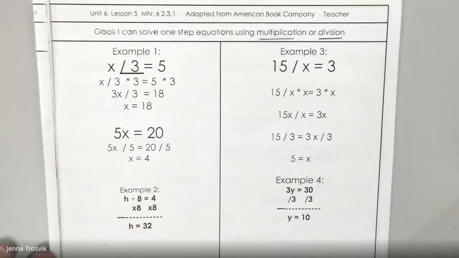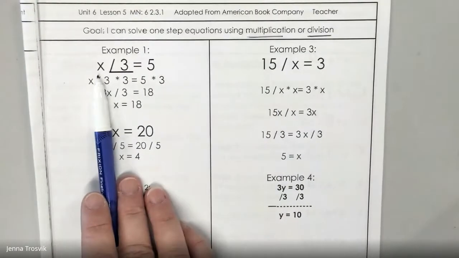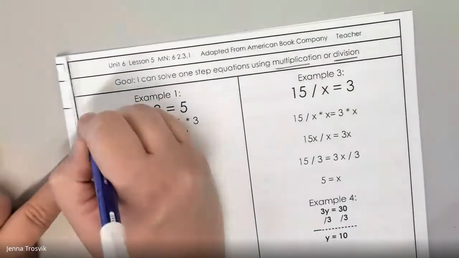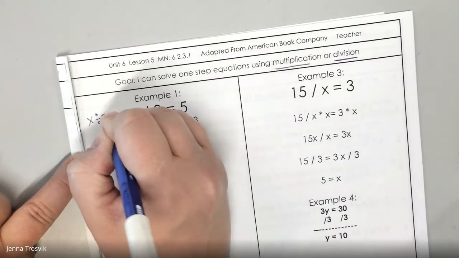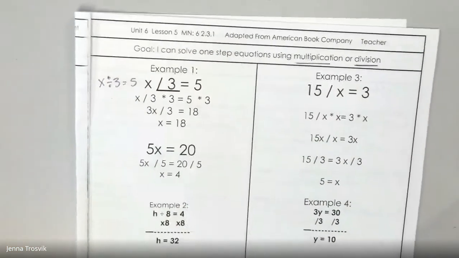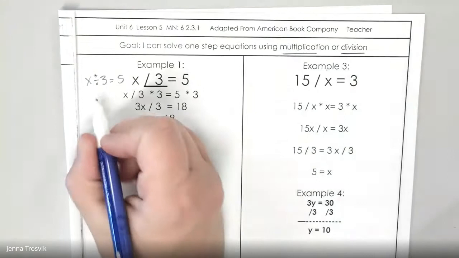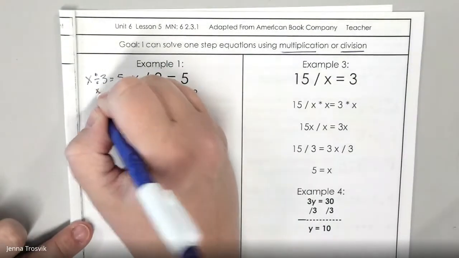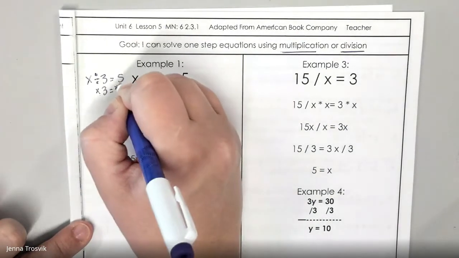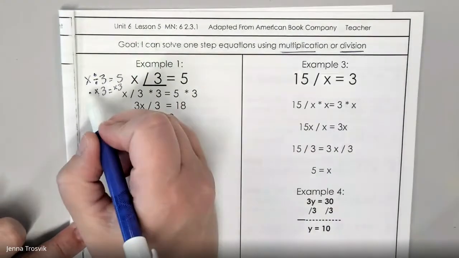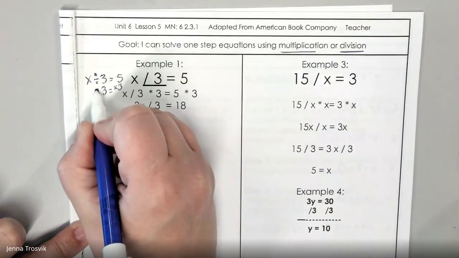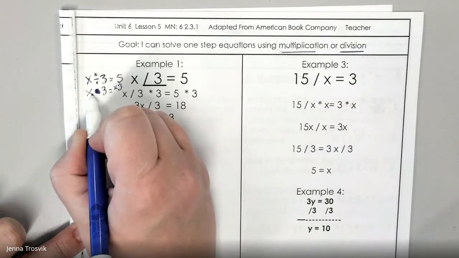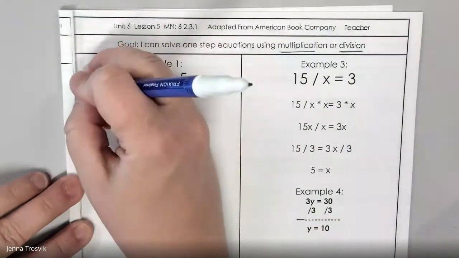All right, let's begin with some examples. Our first example is x divided by 3 equals 5. If you don't like these symbols, you can always rewrite it as x divided by 3 equals 5 off to the side. Our first step is we're going to do the opposite, and we want to get x by itself again. So we're going to multiply by 3 on both sides. That leaves us with times 3, times 3.